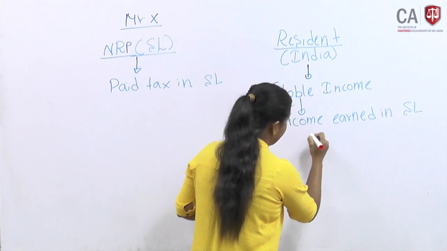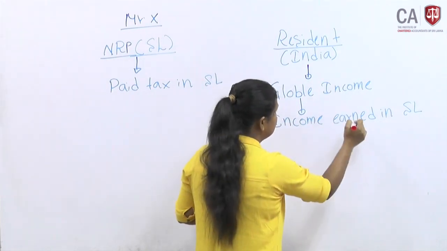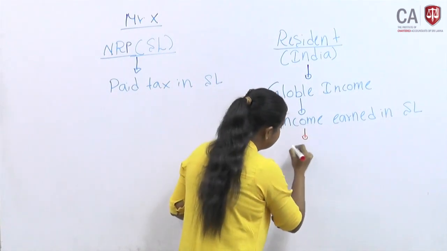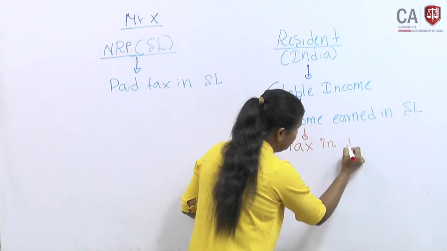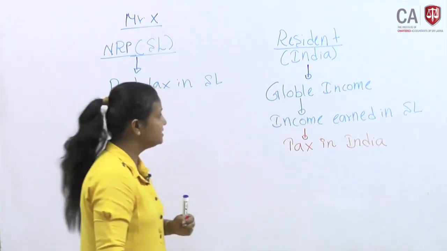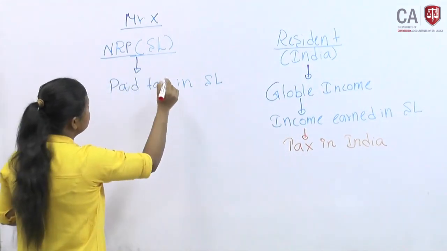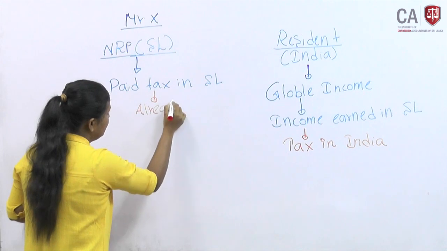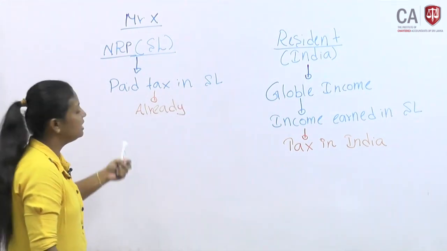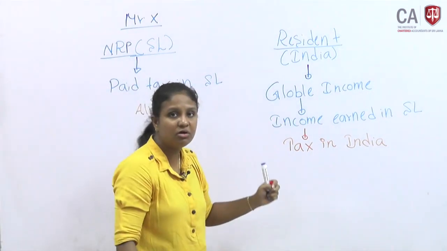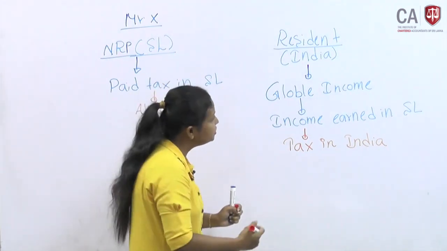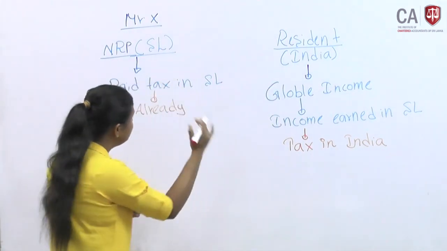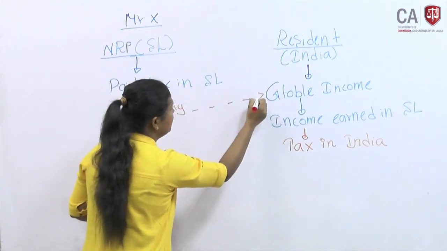For this, all the income of this Mr. X, including income earned in Sri Lanka and all his other income, he has to pay tax in India. Now see, for the income sources he earned in Sri Lanka, he has already paid tax. Due to the residency principle and the taxation of global income, he has to pay tax in India on his entire income, which already bore tax in Sri Lanka.